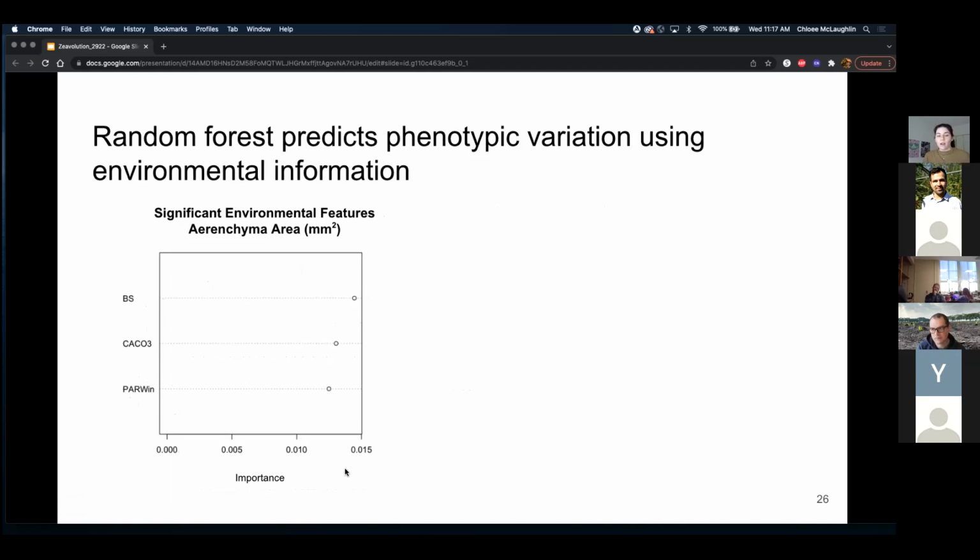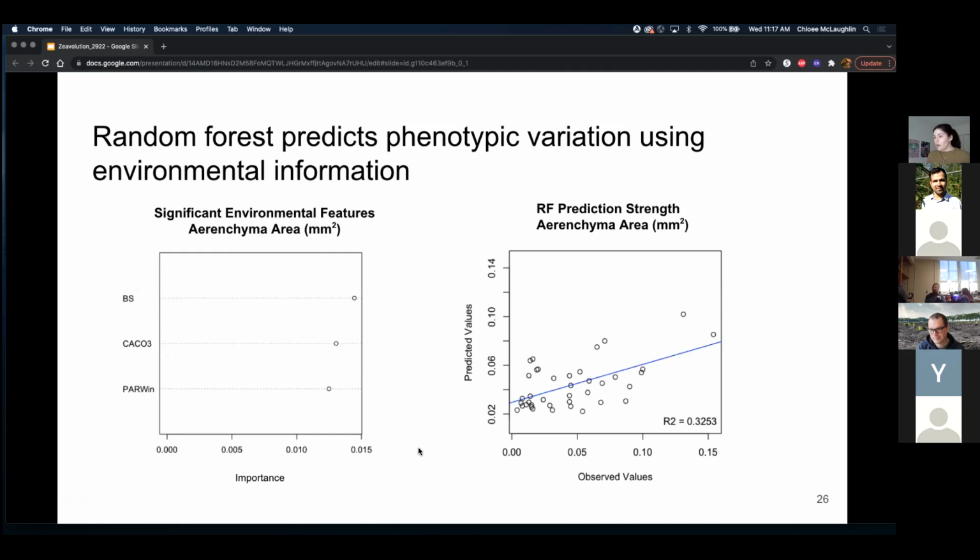This importance on the x-axis can be interpreted as how often a variable helps the model correctly classify the data. So base saturation was associated with having the most correct model classification. And even though base saturation has the highest importance, it's not necessarily the direct cause of variation. Rather, because of our method, we're picking up that the combination of these environments scales up to give our predicted phenotypic variation.